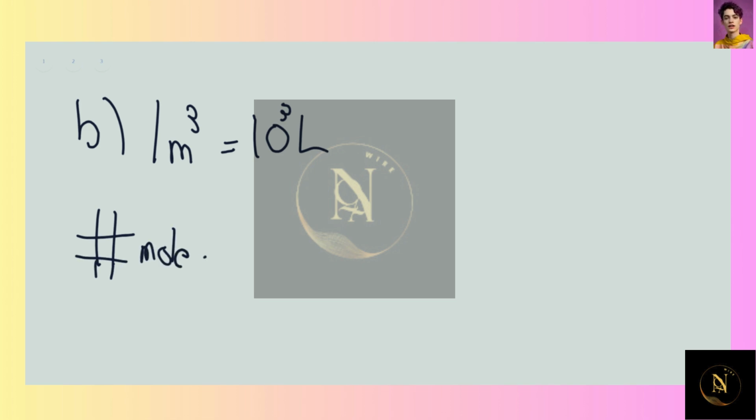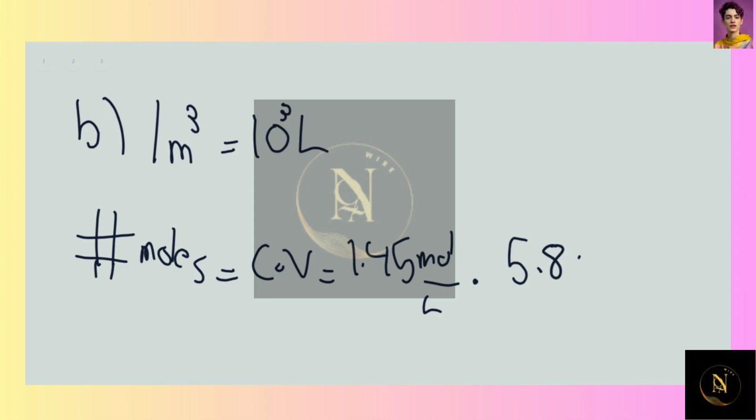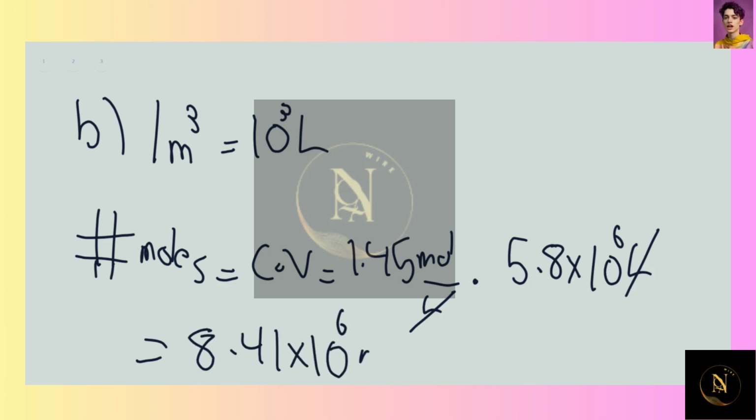So number of moles is gonna be concentration times volume. The concentration is 1.45 molarity, which is moles per liter. And my volume is 5.8 times 10 to the power of 3 meter cubed. After converting it to liter, it becomes 10 to the power of 6 liters. You can see why I converted, to cancel the liters, and I get 8.41 times 10 to the power of 6 moles. And so that's the number of moles in my new solution.